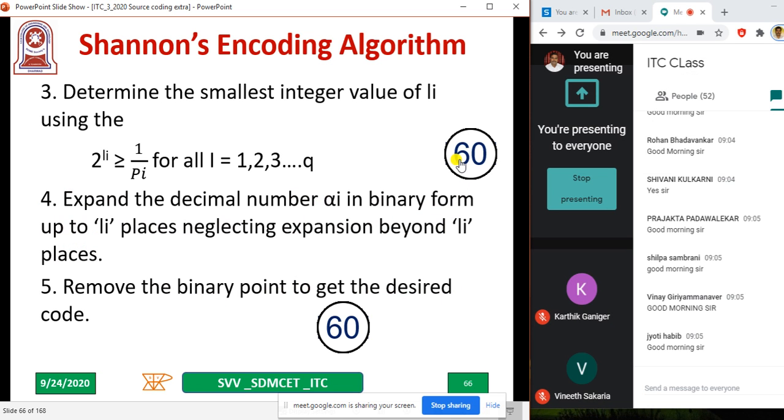Just copy down these points. We'll take one example, and according to these Shannon encoding algorithm steps, we'll try to solve it. Those who are interested can write a program to simulate this. If I give the probability, I should get a code. Either you can use C language, C++, Python, MATLAB, HDL. Those who are interested can do something like a hobby project. I used to give it as a compulsory assignment.